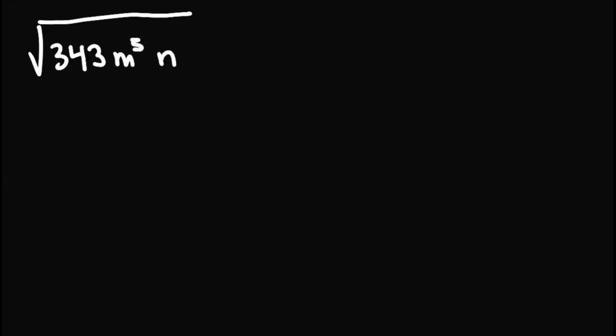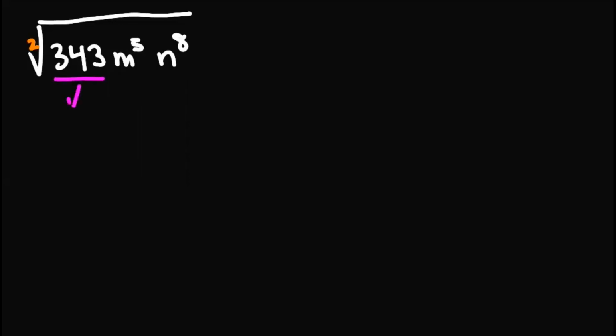Let's have this third example. Let's have the square root of 343m raised to 5 n raised to 8. Again, since we have an index here of 2, we try to factor out these expressions inside into perfect squares.